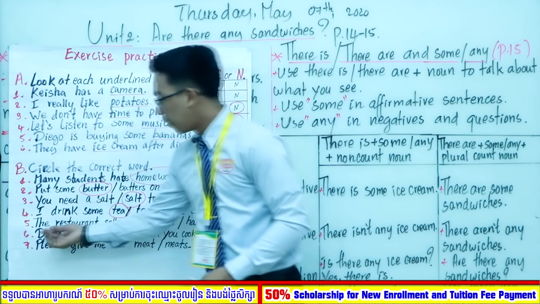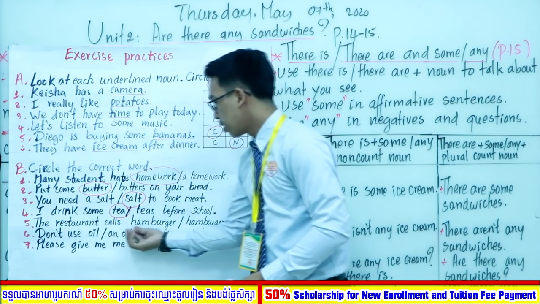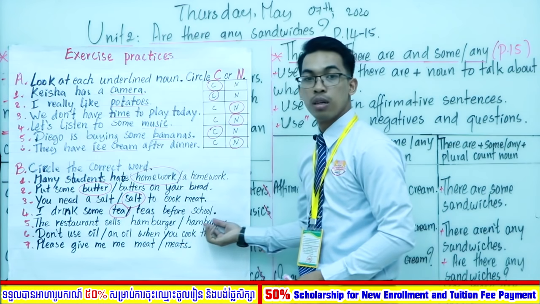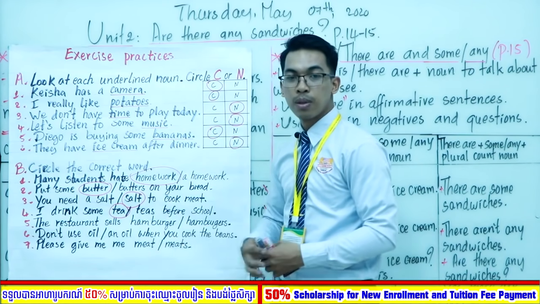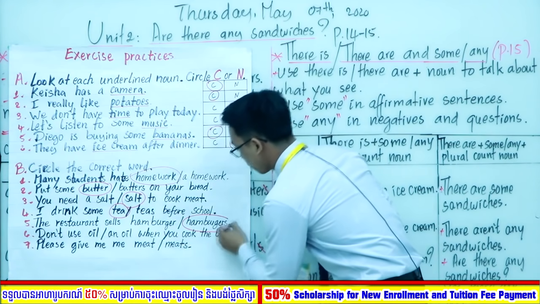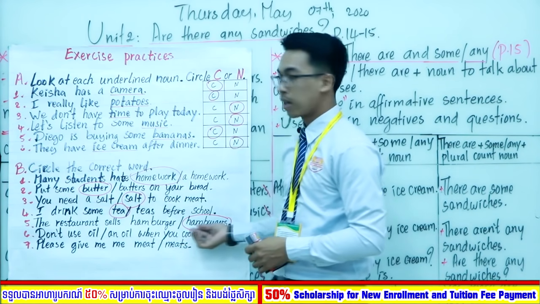The next one, number 5. The restaurant sells hamburger or hamburgers. Okay? So the correct answer is very good. Hamburgers. Okay? We can count it.